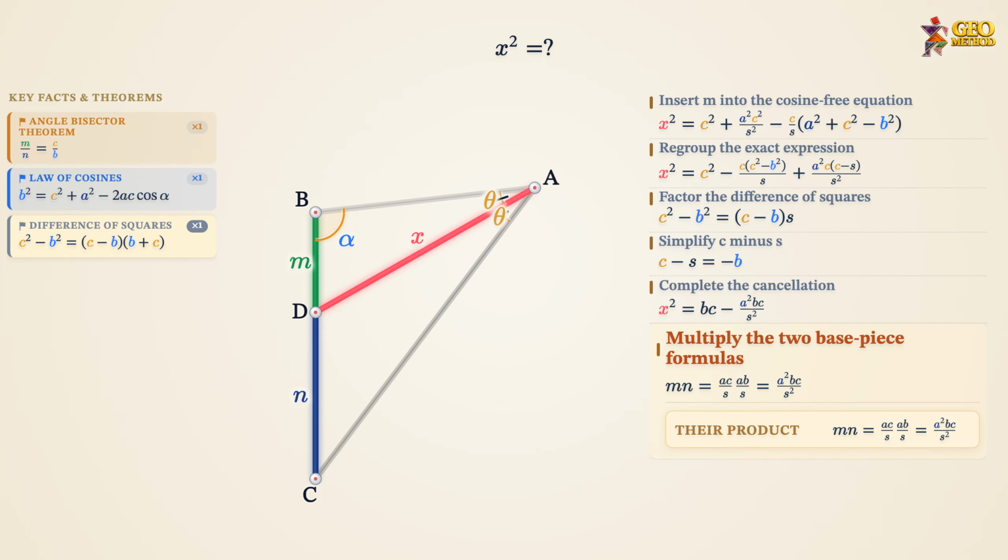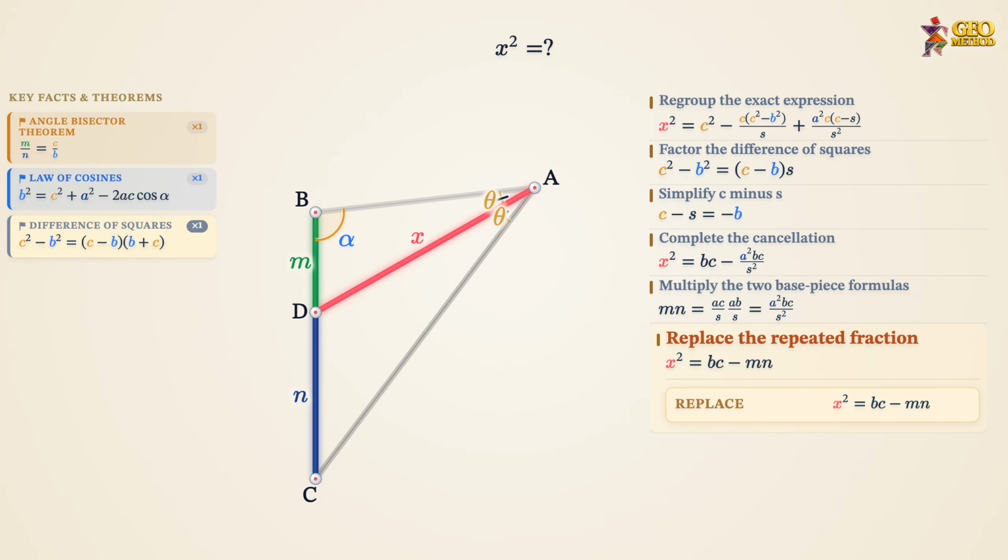Now multiply the two base piece formulas. m times n equals a times c over s, times a times b over s. So m times n equals a squared times b times c over s squared. Replace that repeated fraction by m times n. The compact result is x squared equals b times c minus m times n.